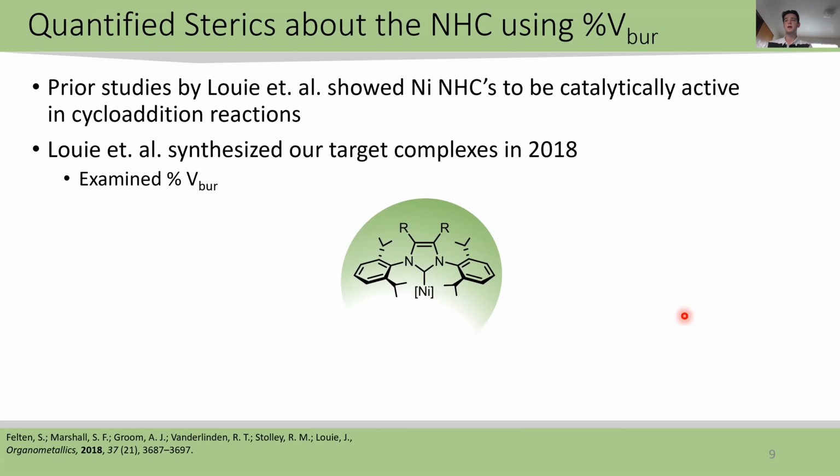We can quantify sterics using this parameter known as the percent buried volume. If we take the complex and encase it in a theoretical sphere, the percent volume of that sphere that's occupied by the ligand is the percent buried volume. As your ligand increases, the percent buried volume increases. The complexes that I targeted have actually been synthesized before and seem to be catalytically active in different reactions. However, based on sterics, it was seen that they had different reactivity.